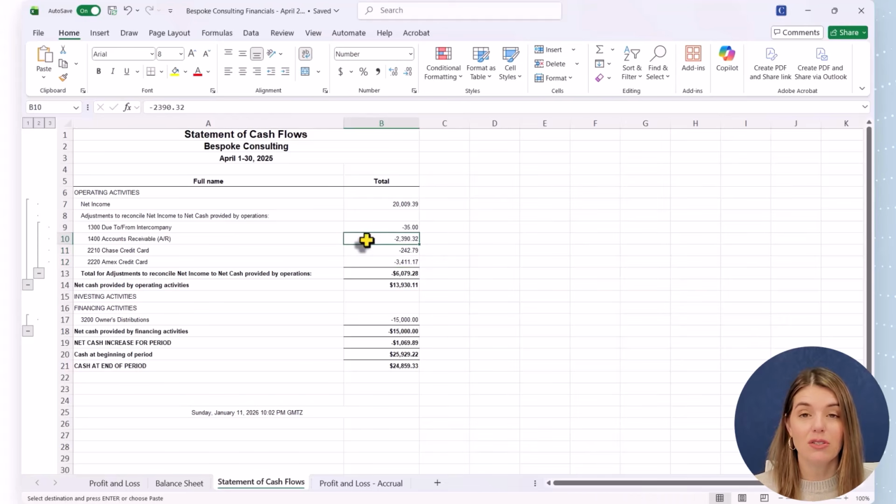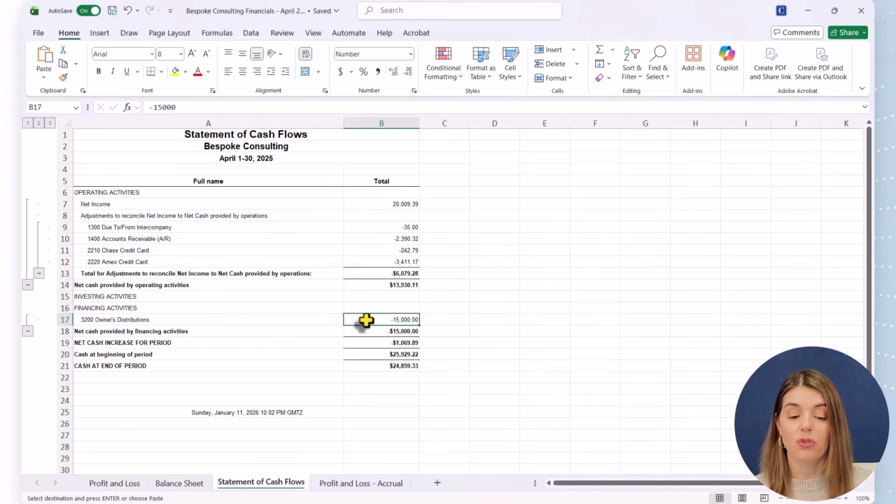And then what also decreases the cash from net income is when accounts receivable increases, because it's saying basically, yes, you recorded that income for accounts receivable, but you didn't actually get the cash. So that's what creates the increase there. And then down in financing activities, it shows where we took that owner's distribution. So it's reconciling the cash back to net income, essentially, is what the statement of cash flows is.